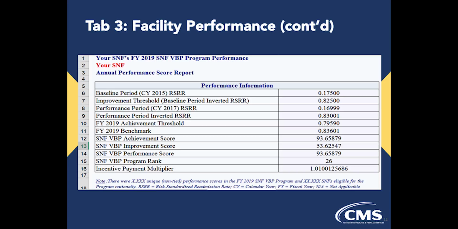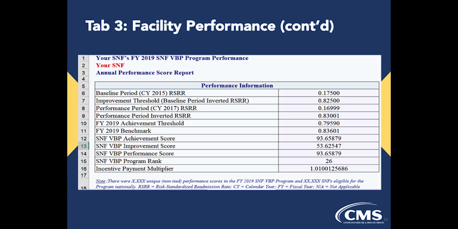Row 14 contains the SNF VBP performance score. The performance score is simply the higher of the achievement and improvement scores. This score is used to calculate the SNF's rank and incentive payment multiplier, which will be applied to fiscal year 2019 Medicare payments. Row 15 contains the SNF's rank. The rank is based on the performance score. The best performing SNFs receive a rank of 1, and SNFs with the same performance score will receive the same rank.